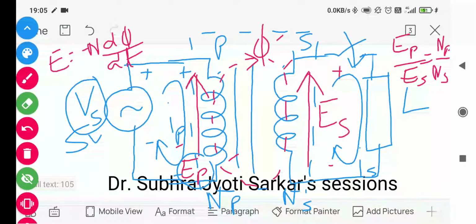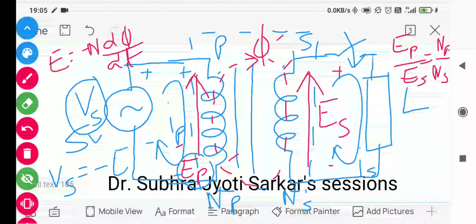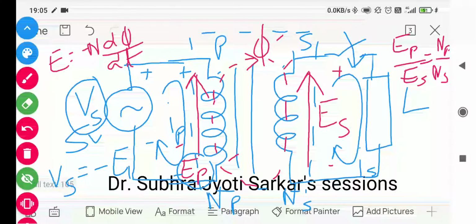And ES is coming to the secondary side, so it's a different issue. What we could see here is that VS will be equal to minus E1. I am assuming an ideal transformer. If we go to the bigger case, the cases may be different, but let us consider the ideal case first. So VS should be equal to minus E1 in that case.